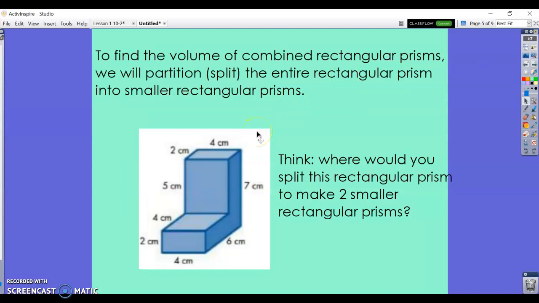So today's focus is finding volume of combined rectangular prisms, and we're going to partition or split the entire rectangular prism into smaller rectangular prisms. So I want you to think for a second, where would you split this particular rectangular prism to make two smaller rectangular prisms? And I'm going to give you a hint. You want to make sure that you can see or figure out the length, width, and height of your new rectangular prisms, your two smaller ones. So go ahead and take a second to look that over.